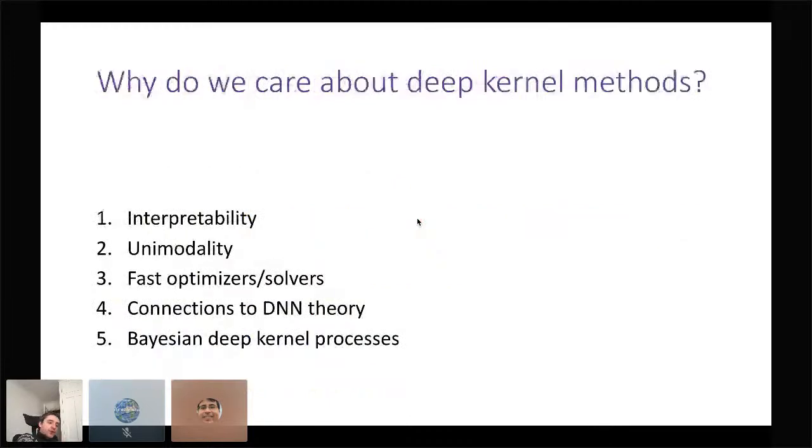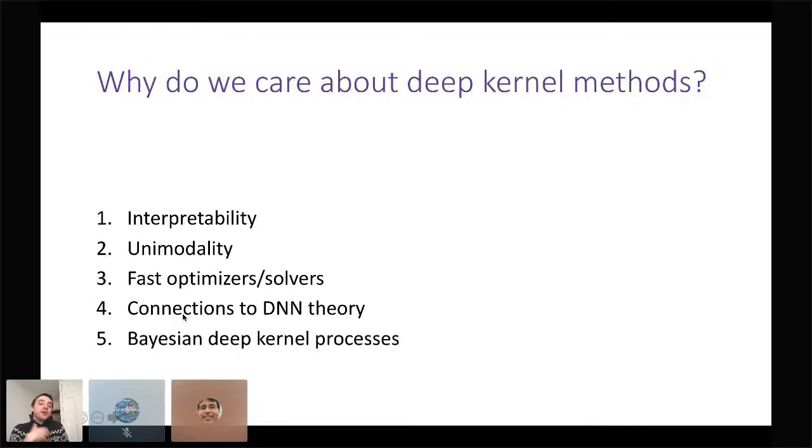So that's the very big picture overview of what's going on in a deep kernel method, and how I might define one. Now I'm going to talk about five reasons we might want to care about these deep kernel methods. First, interpretability. I'm going to argue that deep kernel methods are much more interpretable than corresponding deep neural networks. Second, unimodality. I'm going to argue that the loss function for deep kernel machines is actually unimodal, and that's going to help us a lot.